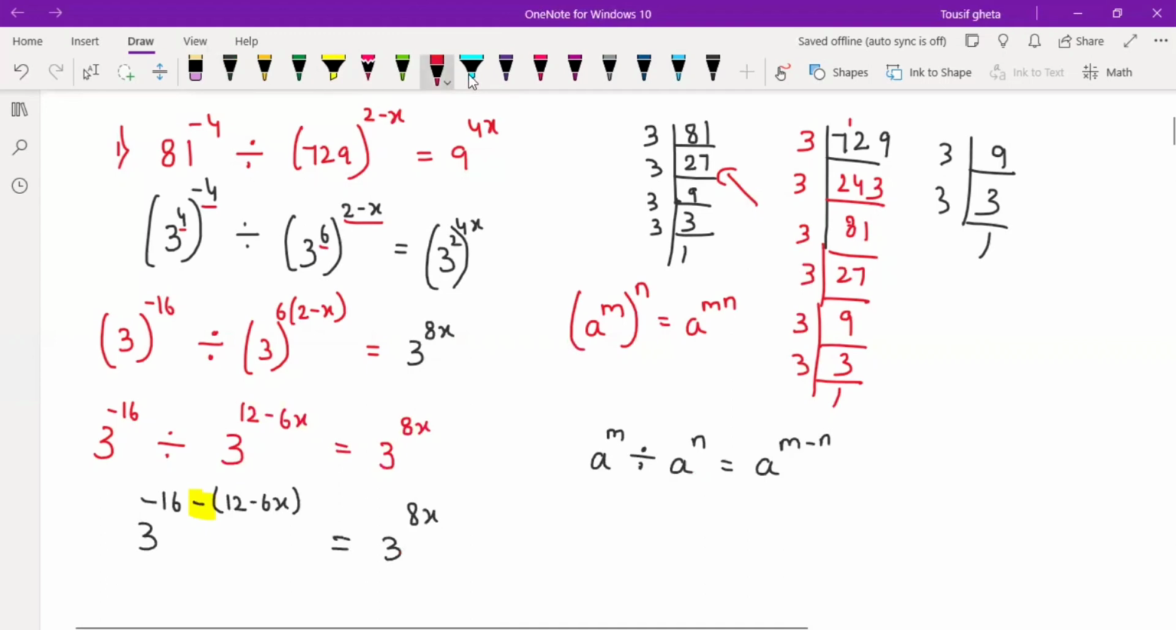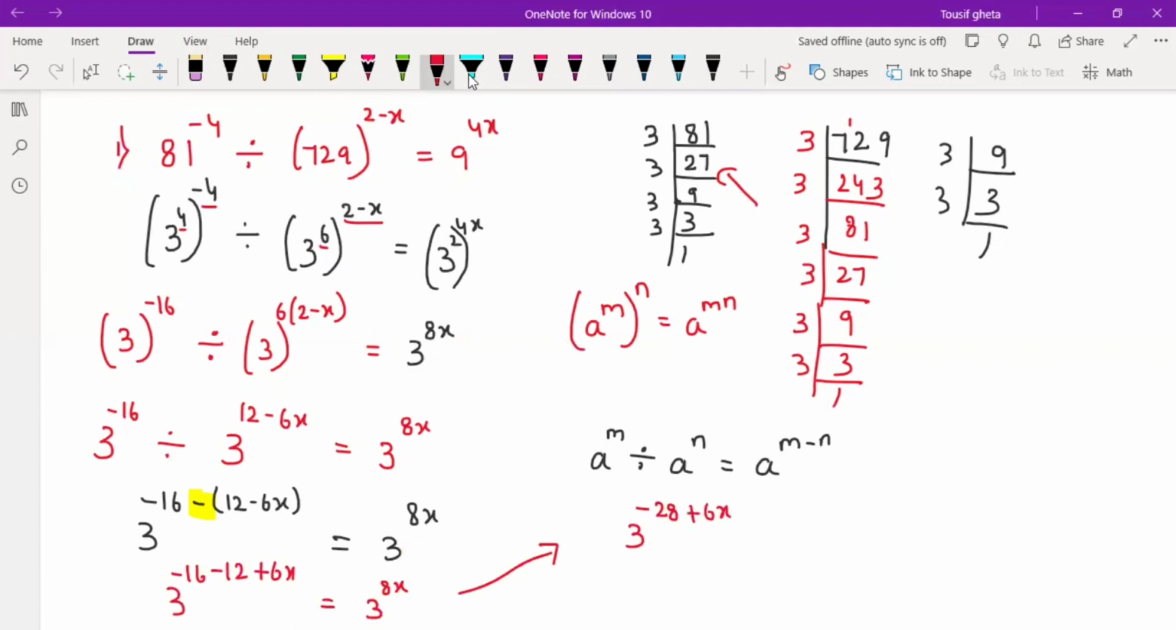Let us do one more calculation, that is 3 to the power of minus 16. Let us remove the bracket so that we can multiply the negative sign, that is minus 12 plus 6x, is equal to 3 to the power of 8x. We're going to solve it here. So 3 to the power of minus 16 minus 12 will give us minus 28 plus 6x, is equal to 3 to the power of 8x.